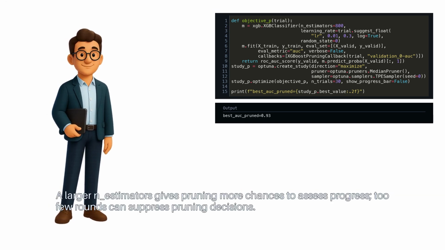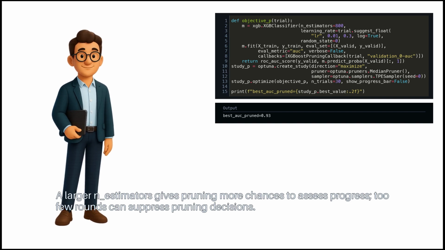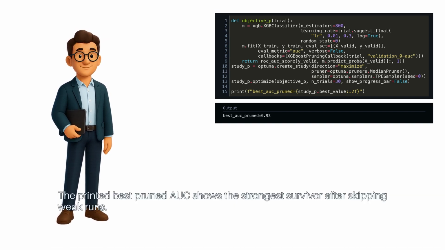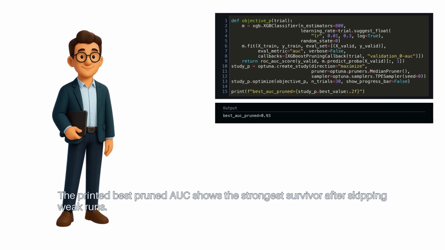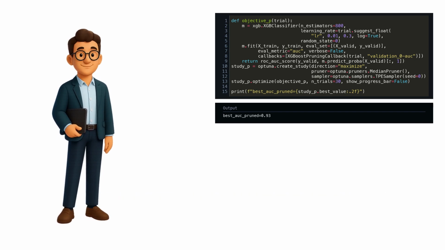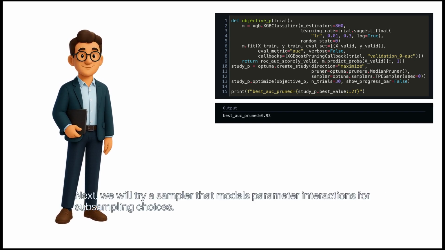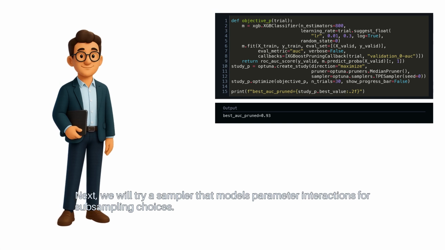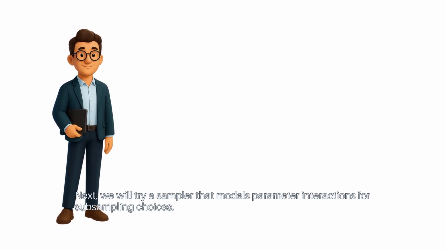A larger n_estimators gives pruning more chances to assess progress. Too few rounds can suppress pruning decisions. The printed best pruned AUC shows the strongest survivor after skipping weak runs. Next, we will try a sampler that models parameter interactions for subsampling choices.